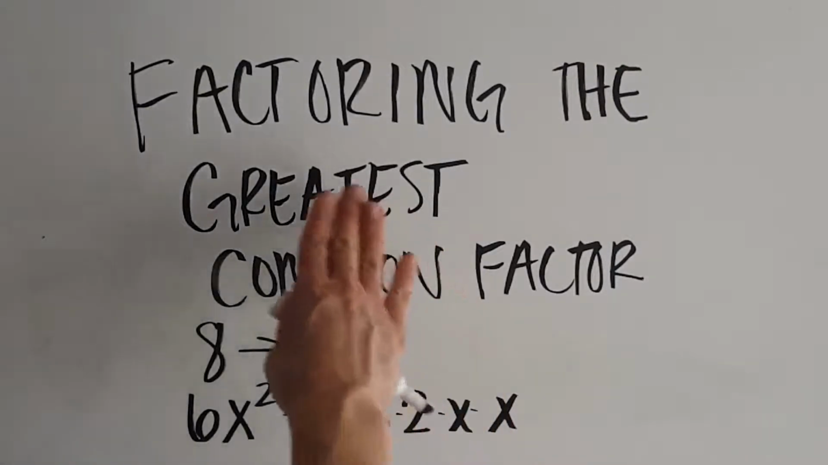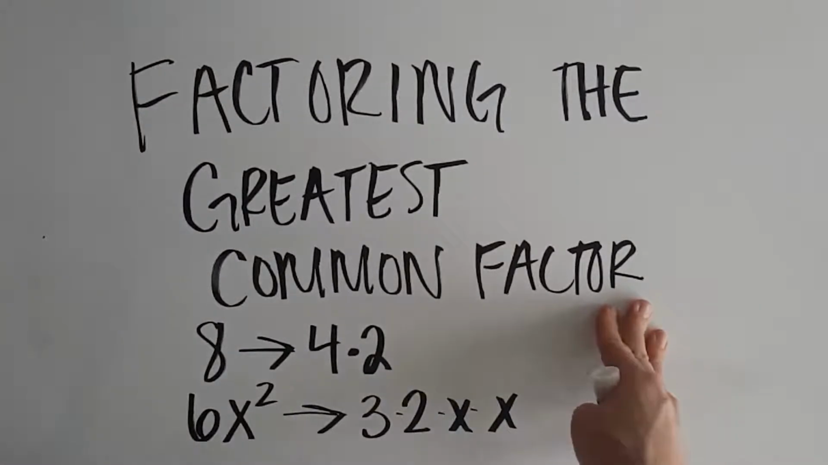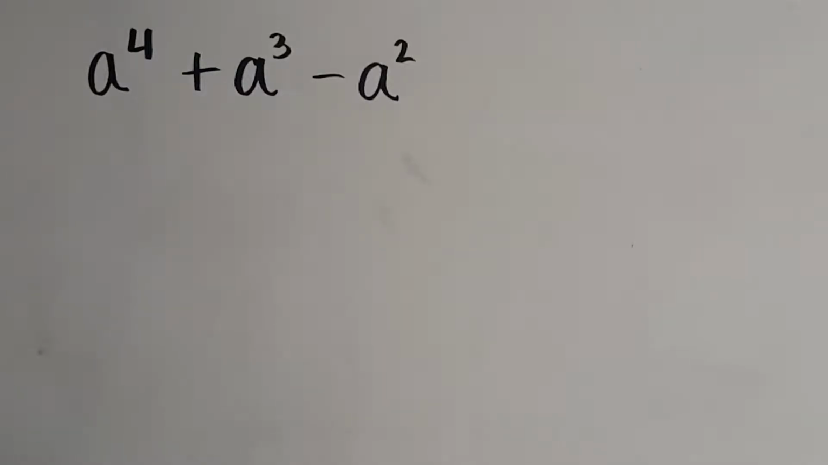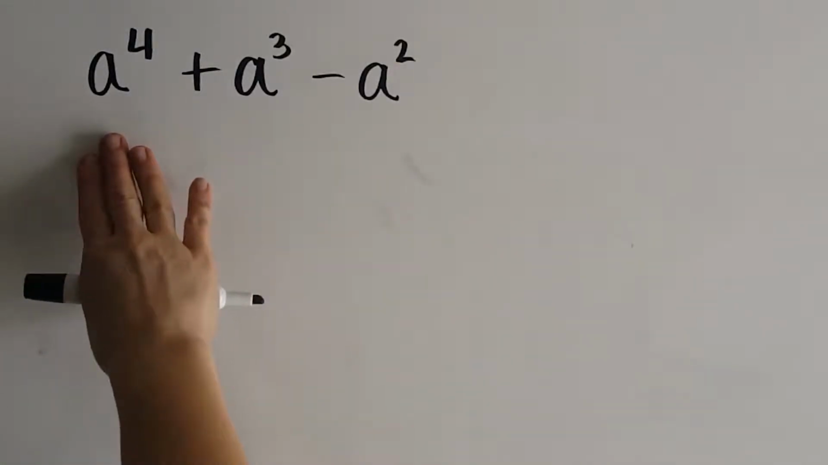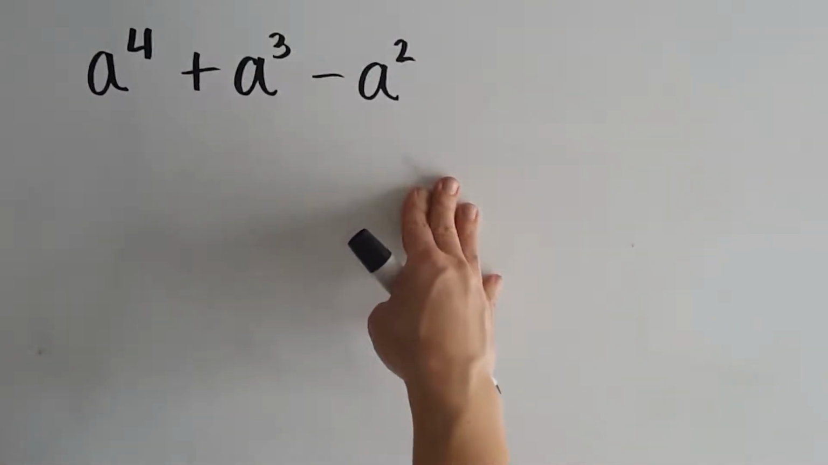So when we talk about finding the greatest common factor, I'm looking for the factor or the biggest number or expression that divides evenly into 2 or more other numbers or expressions. So let's take a look at an example. In this example, they want us to factor out the greatest common factor. So the first thing we have to do is identify that GCF.